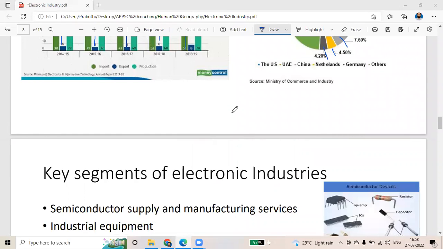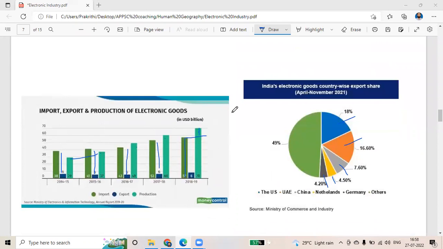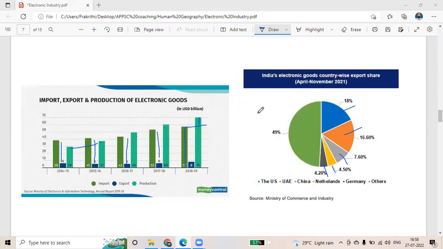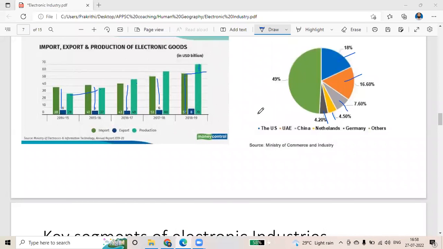So this is how our export works. Maximum is going to the United States, then followed by UAE, then China, Netherlands, Germany, and other countries. That's about the export distribution of India to other countries.